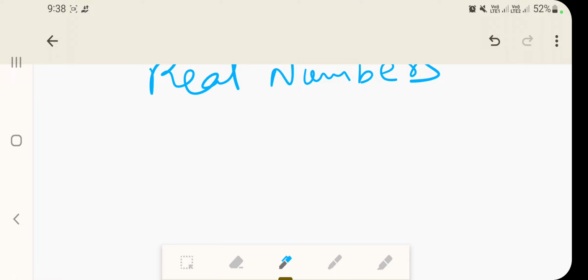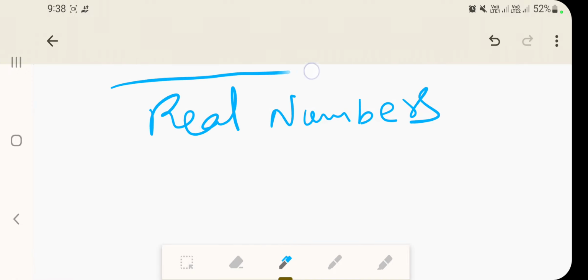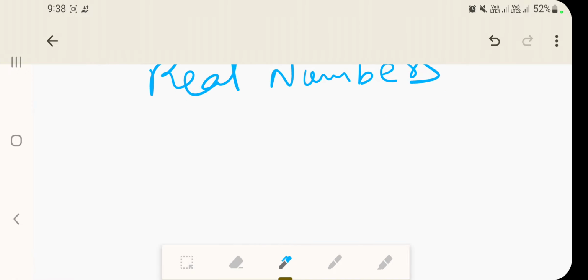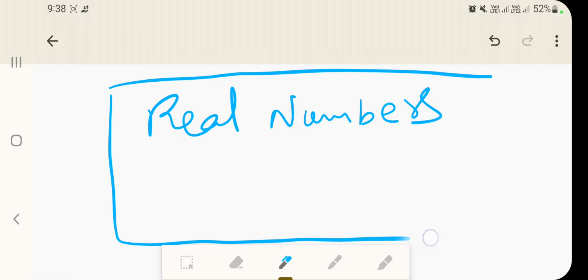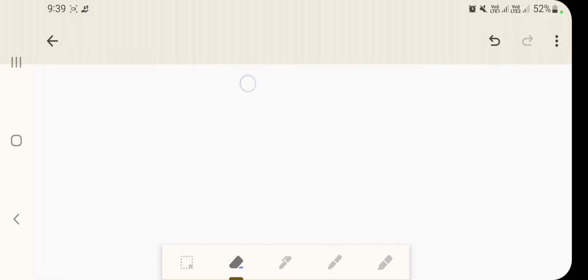Okay. So real numbers, if you take like a box, in this we get rational numbers. Inside rational numbers we have integers, whole numbers and natural numbers. Okay, so I'll try to draw here. First, real numbers.